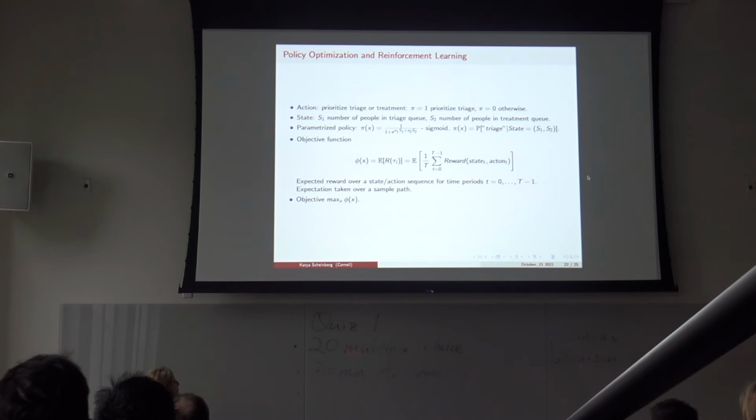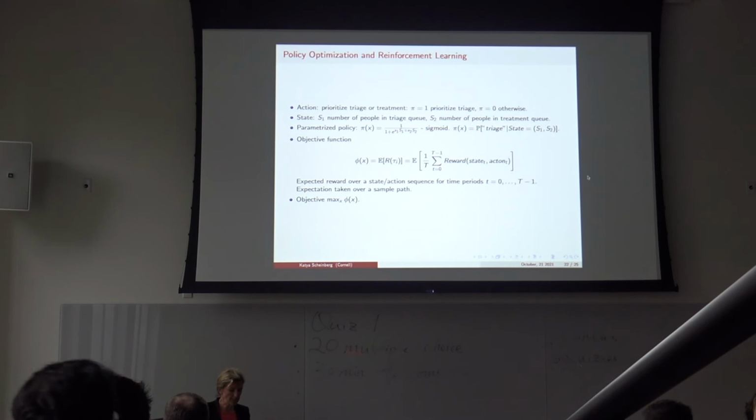Now, how do I measure reward? I have to simulate. So I start my queuing process, and every time there is an event, somebody arrives into some queue, I have to make a decision. Every time there's a nurse free, I have to make a decision. So I have to simulate all the events. People arrive into the queue, they move through the process. But every time a nurse becomes free, I have to simulate the event. So there's a simulation. It's a black box.